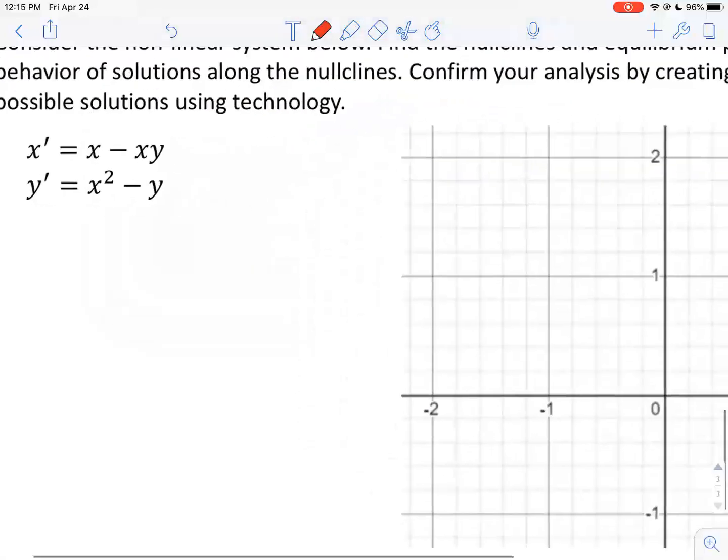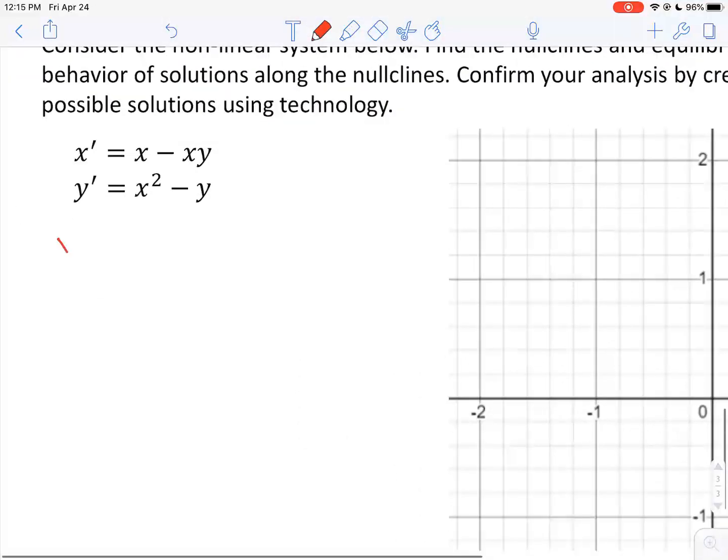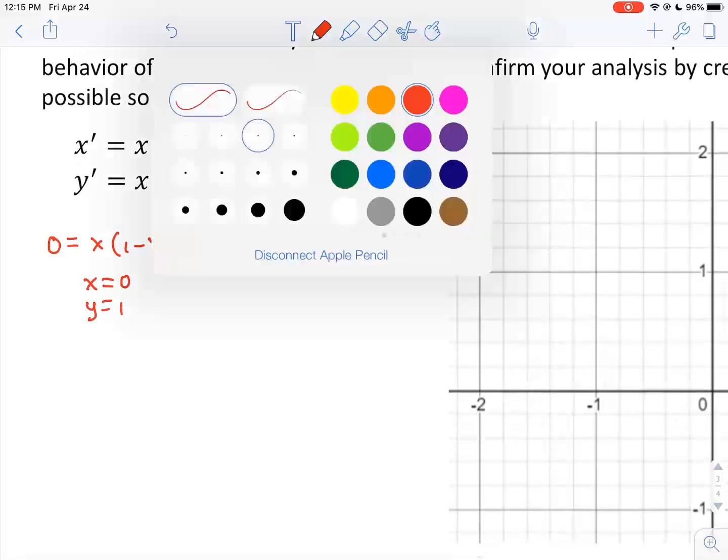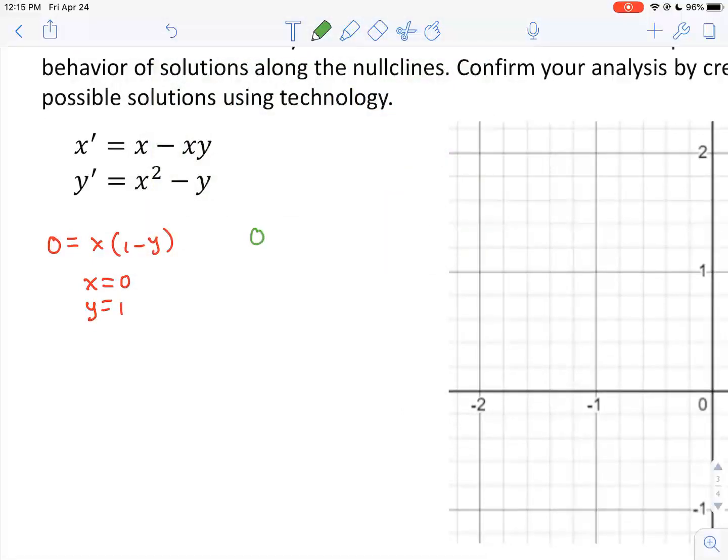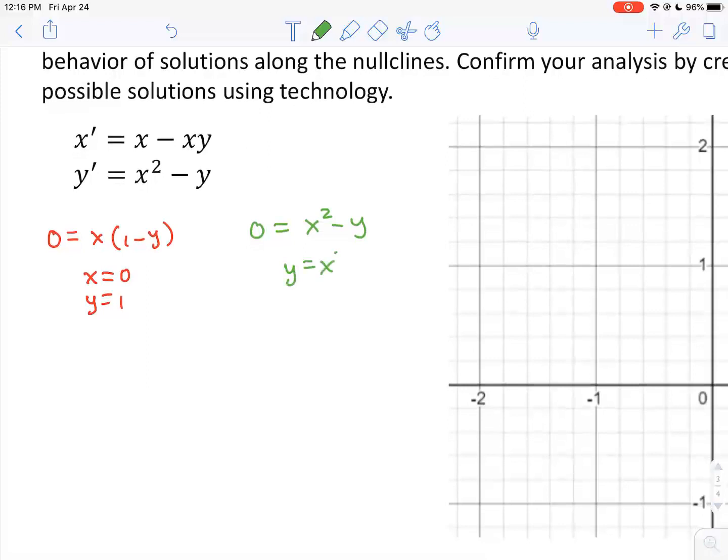All right, let's start with the x nullcline. So we're going to say x prime is 0. We're going to do some factoring on that x prime. So I get two answers here, x equals 0 and y equals 1. And now let's do the y nullcline. So 0 equals, here there is no factoring that can be done. This is the best we can say right here, which means that y equals x squared is going to be our y nullcline.